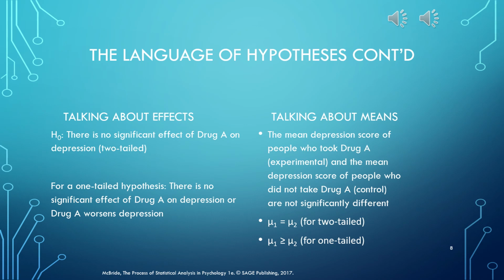It could also be that for a one-tailed hypothesis, you think that actually depression scores increase or stay the same. The depression scores increase or do not change, basically. That would be for a one-tailed hypothesis, and so you could do mu1, which is the experimental group. The average depression scores for the experimental group are actually greater than or equivalent to the depression scores of the control group. Hopefully that all makes sense.